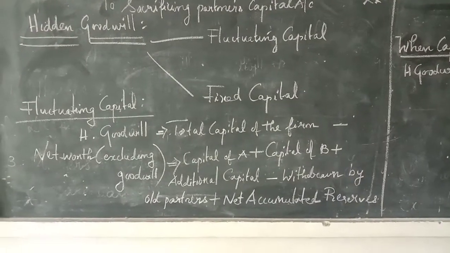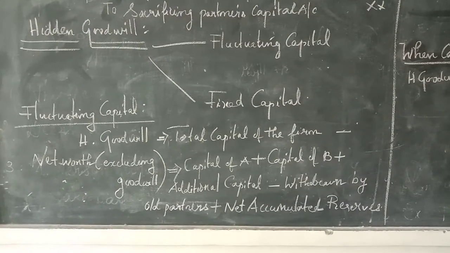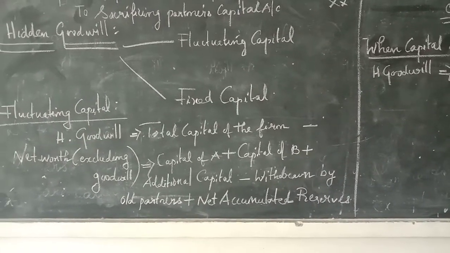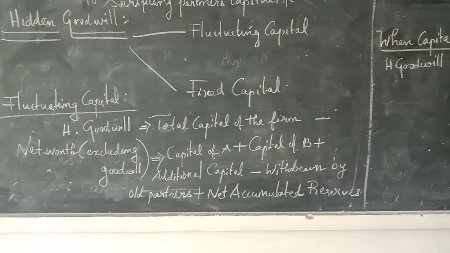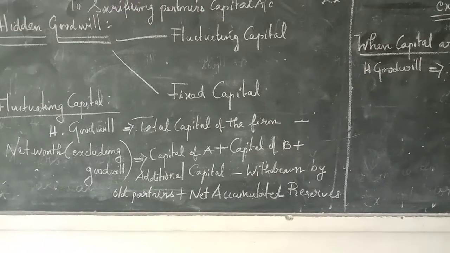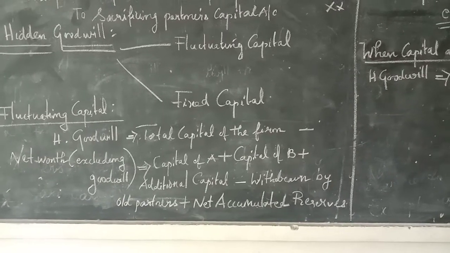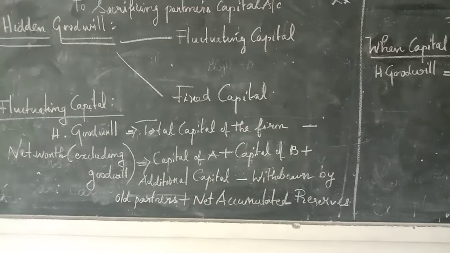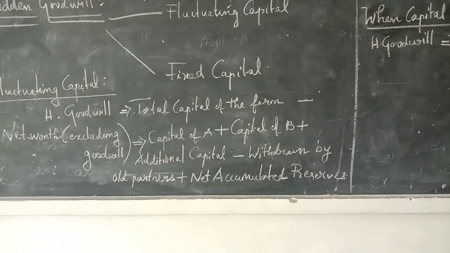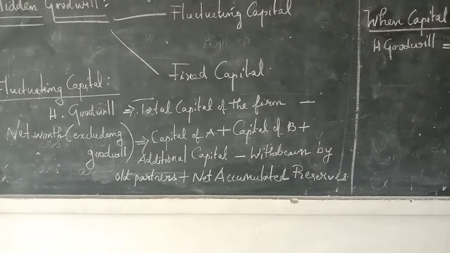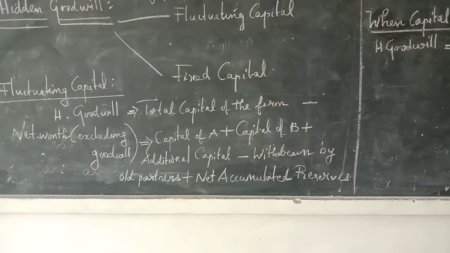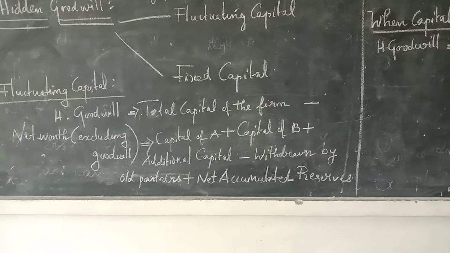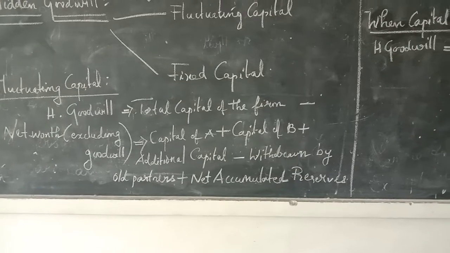First, let us see when the capitals are fluctuating. By reading the sum itself we can understand whether the capitals are fluctuating or fixed. When the capitals are fluctuating, the formula is: we have to find the total capital of the firm, and we have to subtract certain items from it. So we have to consider the net worth excluding the amount of goodwill.